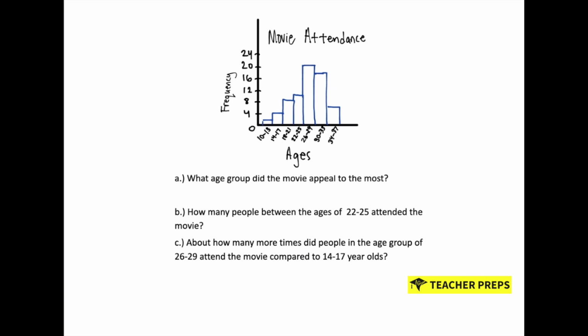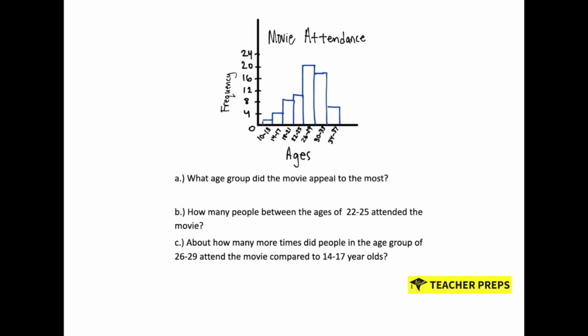First, the x-axis has numbers instead of categories. Another difference is that bar graphs have gaps between the bars, where histograms do not. This histogram shows the distribution of the ages of people who attended a movie. The x-axis shows the age groups, and the y-axis shows the frequency. Let's answer the following questions about this histogram.